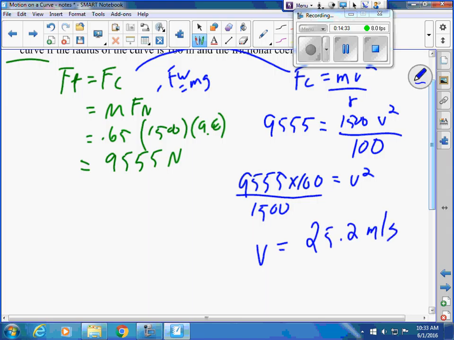You better not be doing 637 meters per second around a corner. You'll get a ticket and probably thrown in jail. Yeah, if you survive, exactly.